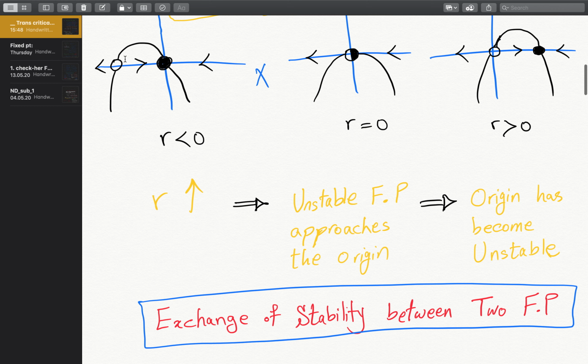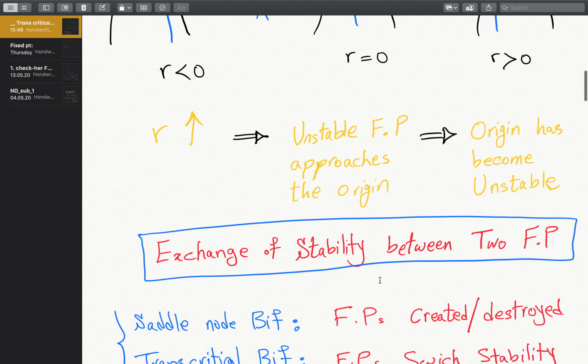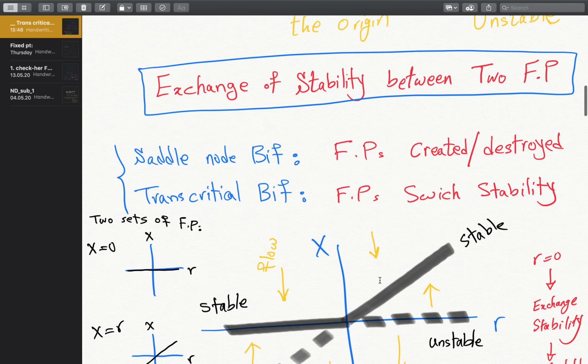You can see here, right? Unstable, stable, and here you can see stable, unstable, like the origin changed its stability. So in the saddle node bifurcation, fixed points are created or destroyed and disappear. But in transcritical bifurcation, fixed points are switching the stability.